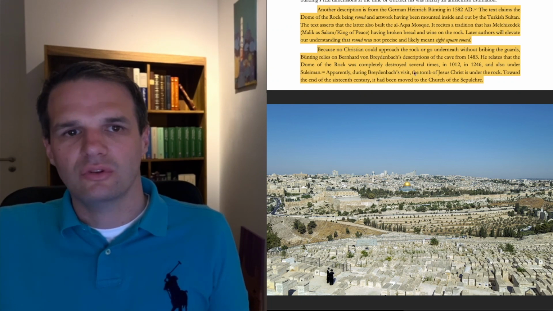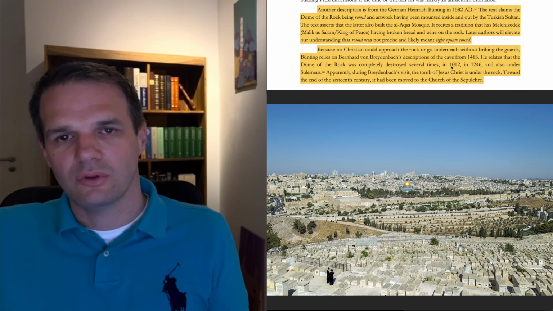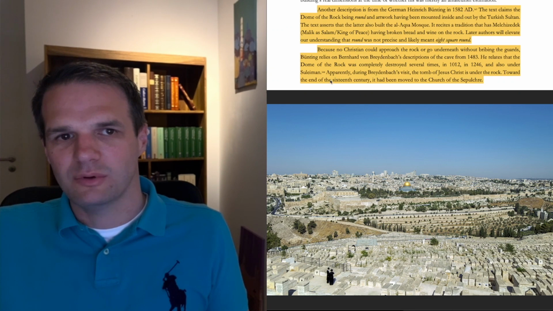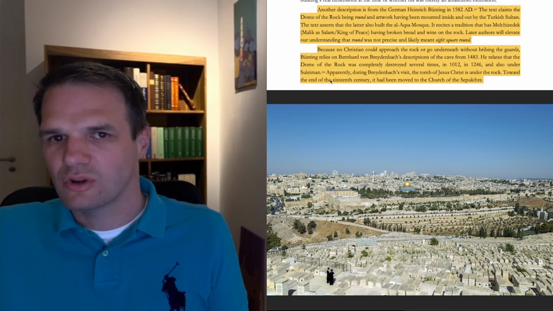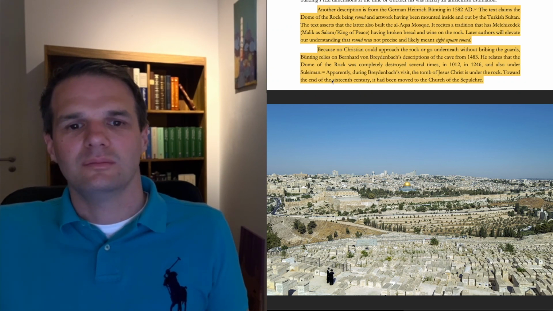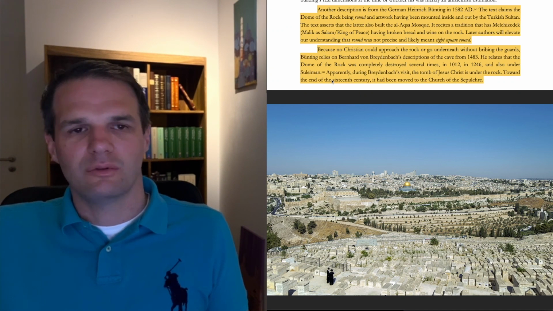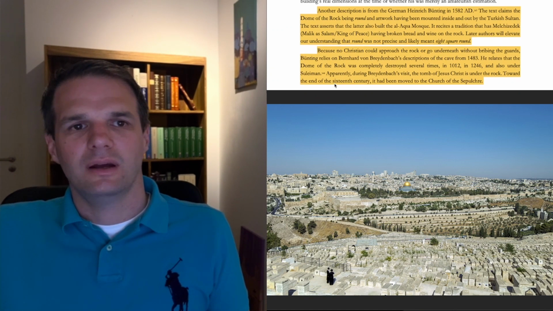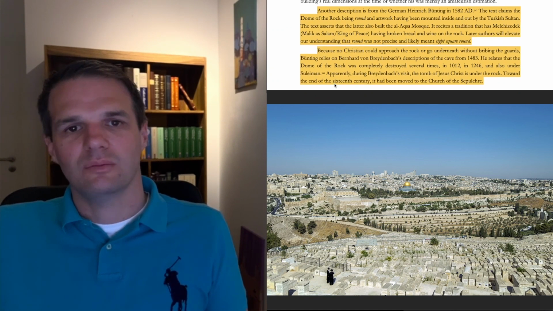The Dome of the Rock was not completely destroyed several times. According to this text, it was the Church of the Holy Sepulchre, and obviously so. And now, I don't know if he understood it, and that's why he added this part about the grave being moved to the Church of the Holy Sepulchre. Does he claim that the original Dome of the Rock was built by Constantine the Great? I don't know. It doesn't make any sense whatsoever here.